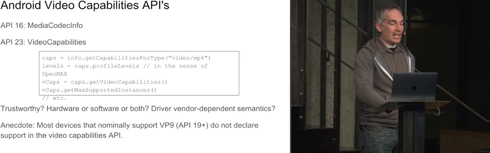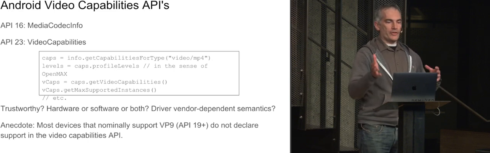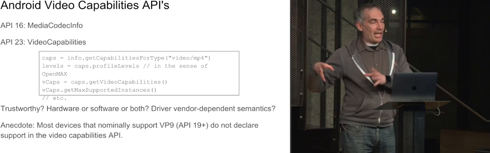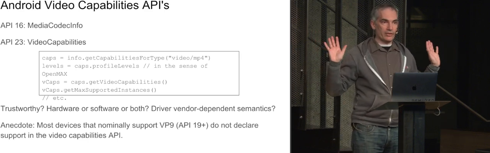Anecdotally, most devices that nominally support VP9, meaning anything on Android API 19 or above, do not declare VP9 support in the capabilities API, so the documentation is out of whack with the API response in the field.